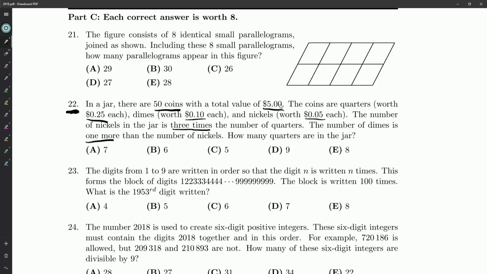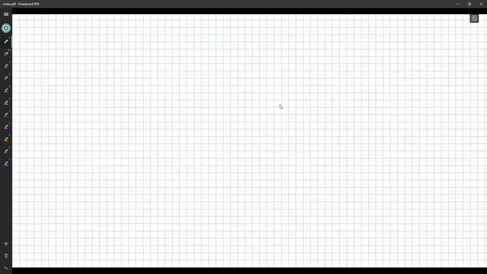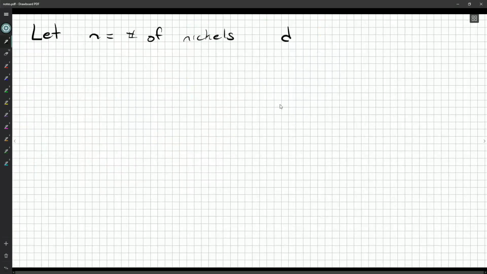Okay, so we have a few unknowns here. The number of nickels, the number of quarters, and the number of dimes, but they are all related thanks to these last few sentences. So I would treat this like an algebra problem. Get a fresh sheet of paper. And then I would say something like, let n be the number of nickels, d the number of dimes, and q the number of quarters. Okay, so there we go, n, d, q, and then what are we told?